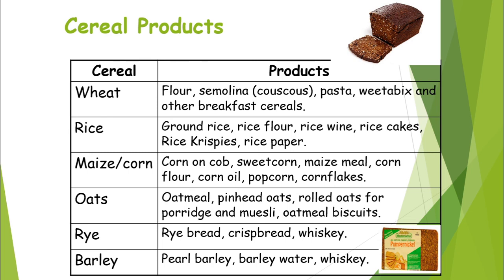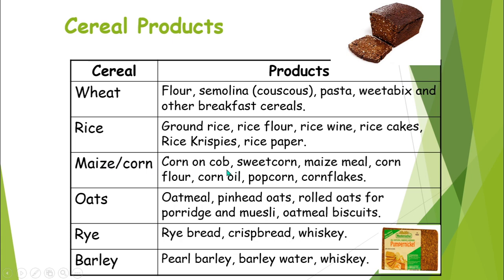Now these are the various cereal products which can be obtained from cereals. From wheat, we can obtain wheat flour, semolina, suji, and pasta, Weetabix, and other breakfast cereals. From rice, ground rice and rice flour can be obtained, rice wine known as sake can be prepared, and rice cakes, rice krispies, rice papers, and various types of rice snacks can be prepared.